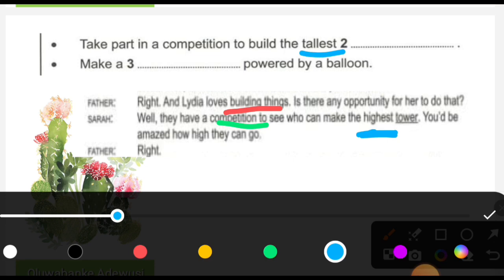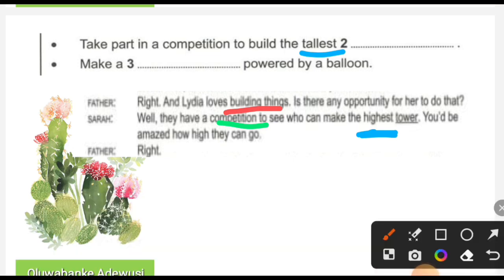So when you hear highest, because you have read the question before the tape started playing, it will prime you, and you'll be able to know that the answer is approaching. That way you'll be able to pick the right answer. Did you get that? Right. Now let's move on to the next question.